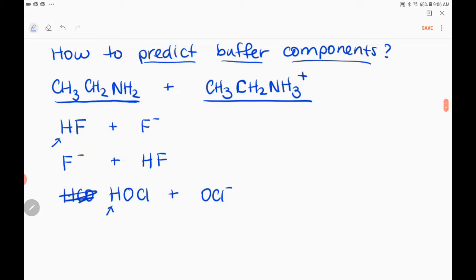For the bases, those gain an H. Acids lose H plus. Okay, and so I think that's all I've got on that. There's probably additional practice problems out there. Good luck, guys.